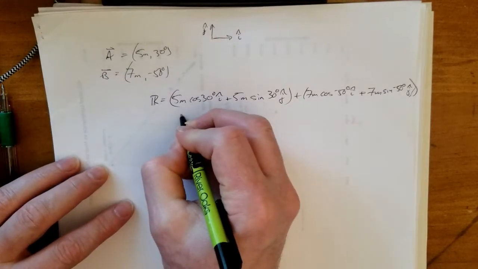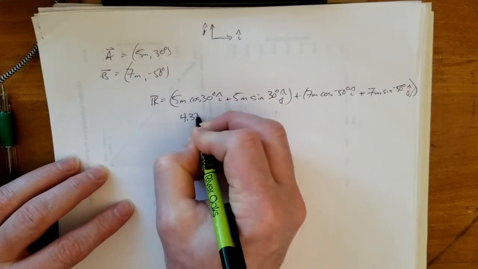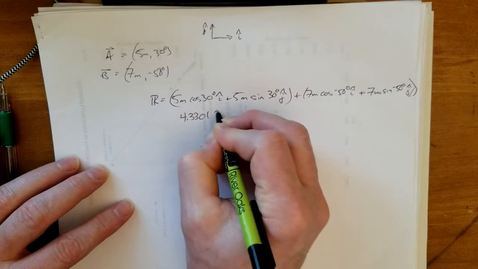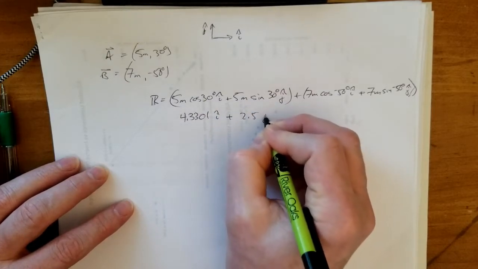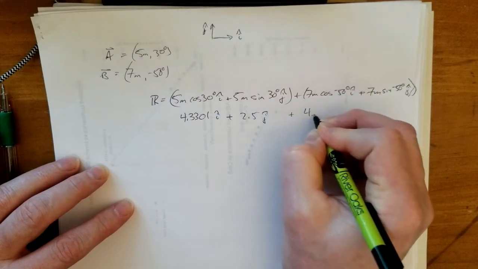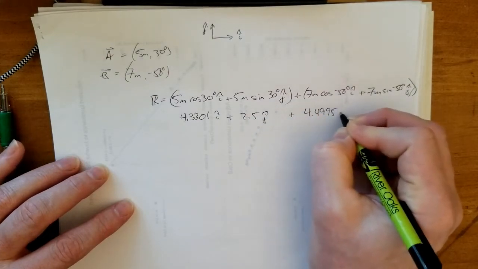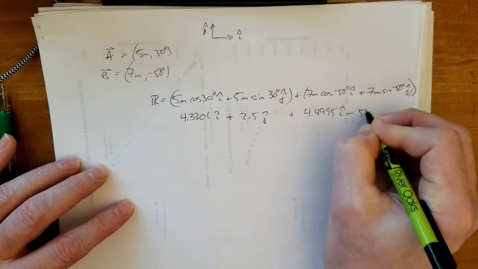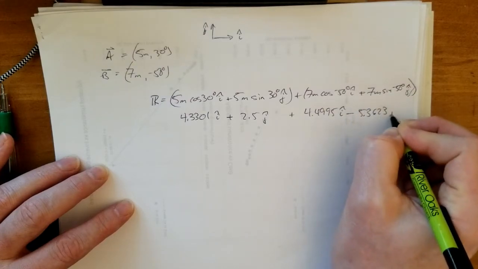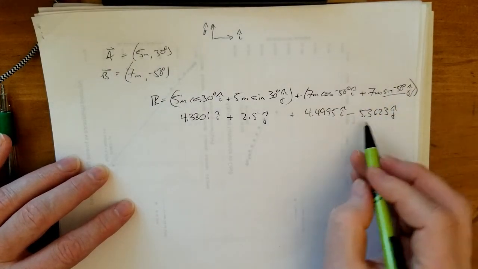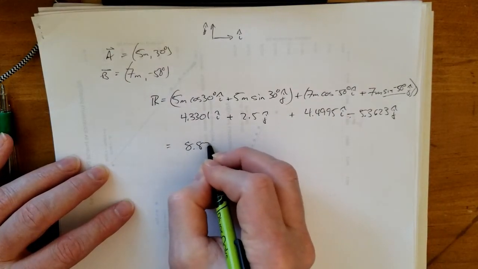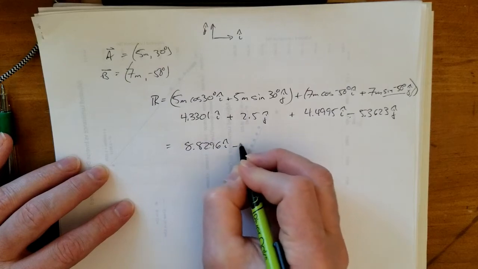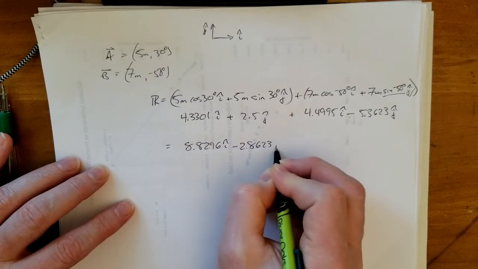And so this ends up as 4.3301 i hat plus 2.5 j hat plus 4.4995 i hat minus 5.3623 j hat. The sine of negative 50 degrees produces that negative sign there. And so we end up with 8.8296 i hat minus 2.8623 j hat.